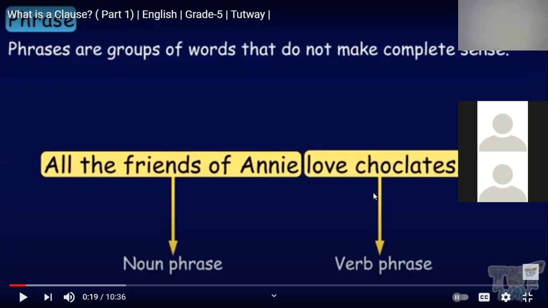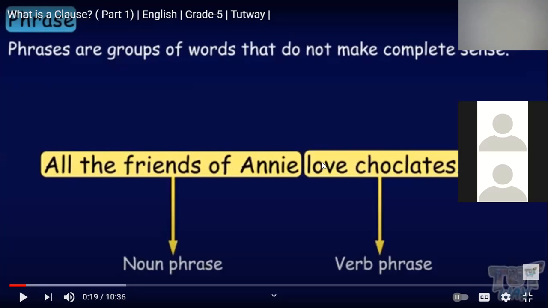And love chocolates. What kind of part of speech is love? Is it a verb, noun, adjective? Verb. Yes, thank you. So love chocolates is a verb phrase. Love what? Love chocolates. So chocolates is a complement of the word love. Love chocolates is a verb phrase.